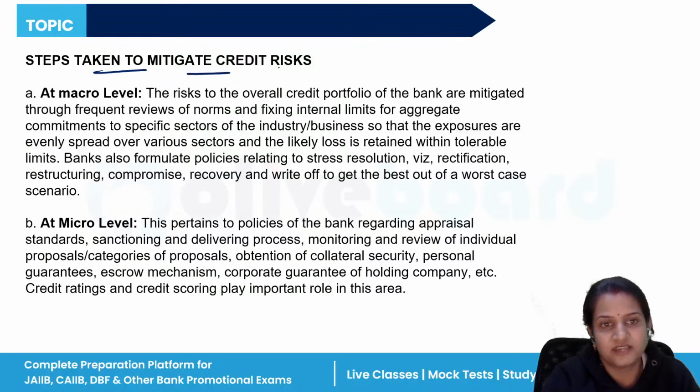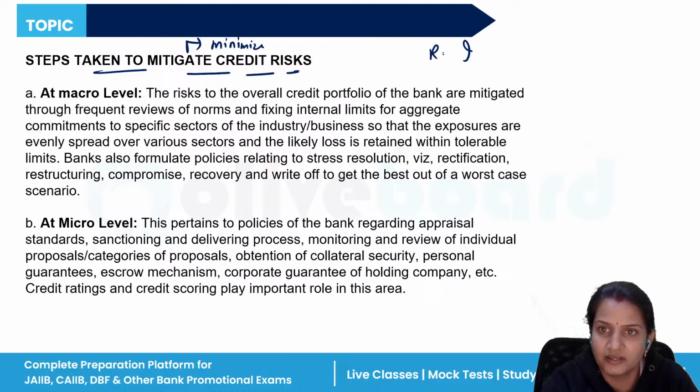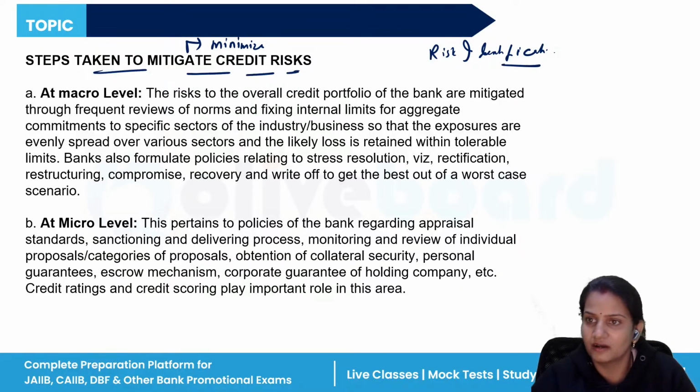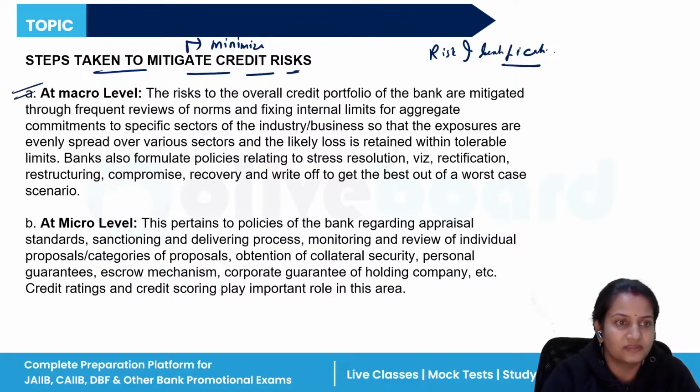Now, what are the steps taken to mitigate credit risk? Mitigate means to minimize credit risk. Definitely, if there are risks, risk identification is done. Now, the second step is to find out different ways how we can mitigate the credit risk, how we can minimize the credit risk. So at two levels, we can do this: at macro level and micro level.